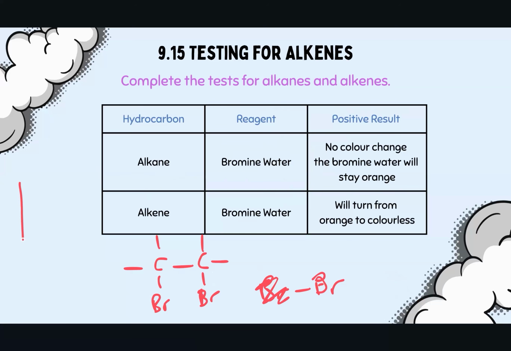So now if you have a beaker full of an alkene and you add your orangey-red bromine water, because the bromine has been taken out of the water and attached to the alkene, so it's become a bromoalkene, it becomes colorless.